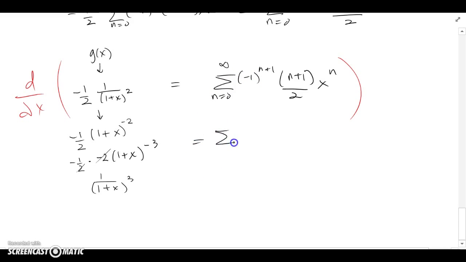Okay, now let's take the derivative of the right side. The only thing again that I'm really focusing on is the x's, because I'm differentiating with respect to x. So -1 to the n plus 1 stays the same. Since I differentiated it, I lose the constant term, so I'm going to up it to 1. The n plus 1 over 2 stays the same, and I'm going to differentiate this piece, bring down the n, x to the n minus 1.